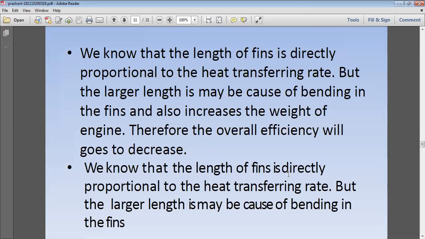So we know that the length of the fin is directly proportional to the heat transfer rate, but the larger length causes bending in the fins. Whenever we increase the number of fins, obviously the weight of the engine increases. Once the weight of the engine increases, the performance level will decrease. So we need to provide the minimum number of fins over the surface of the engine.